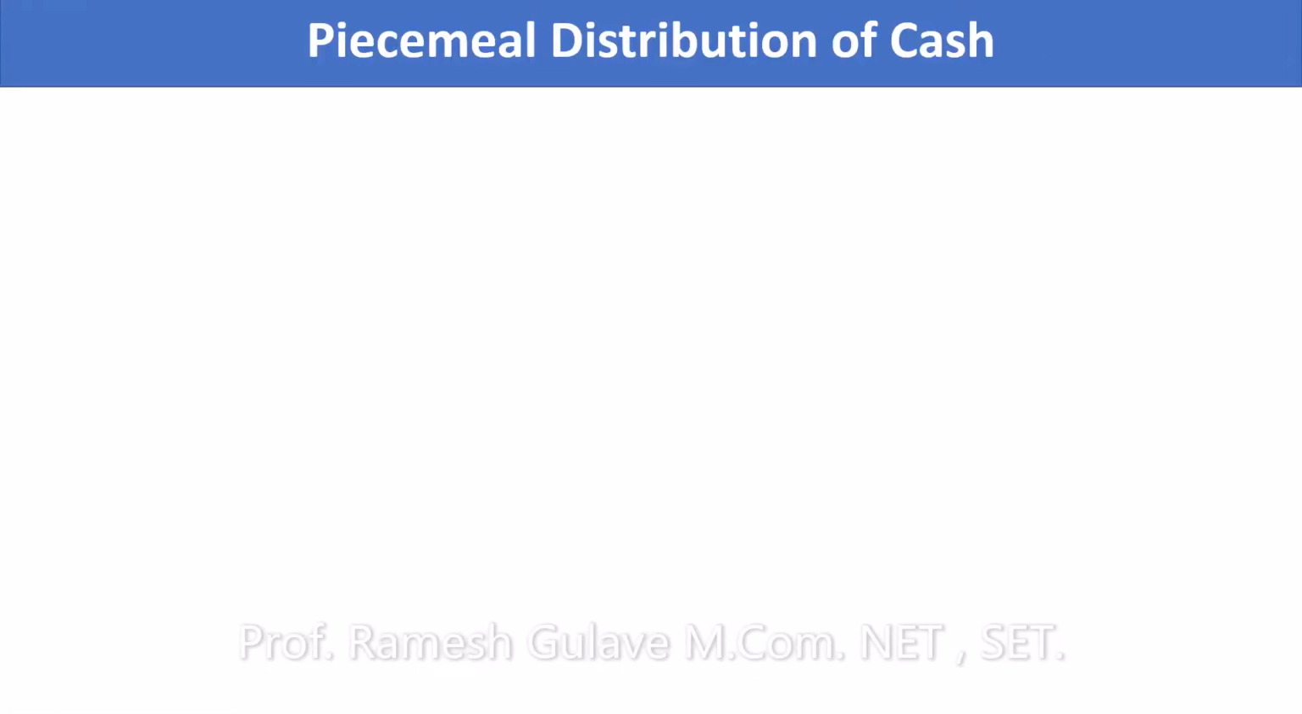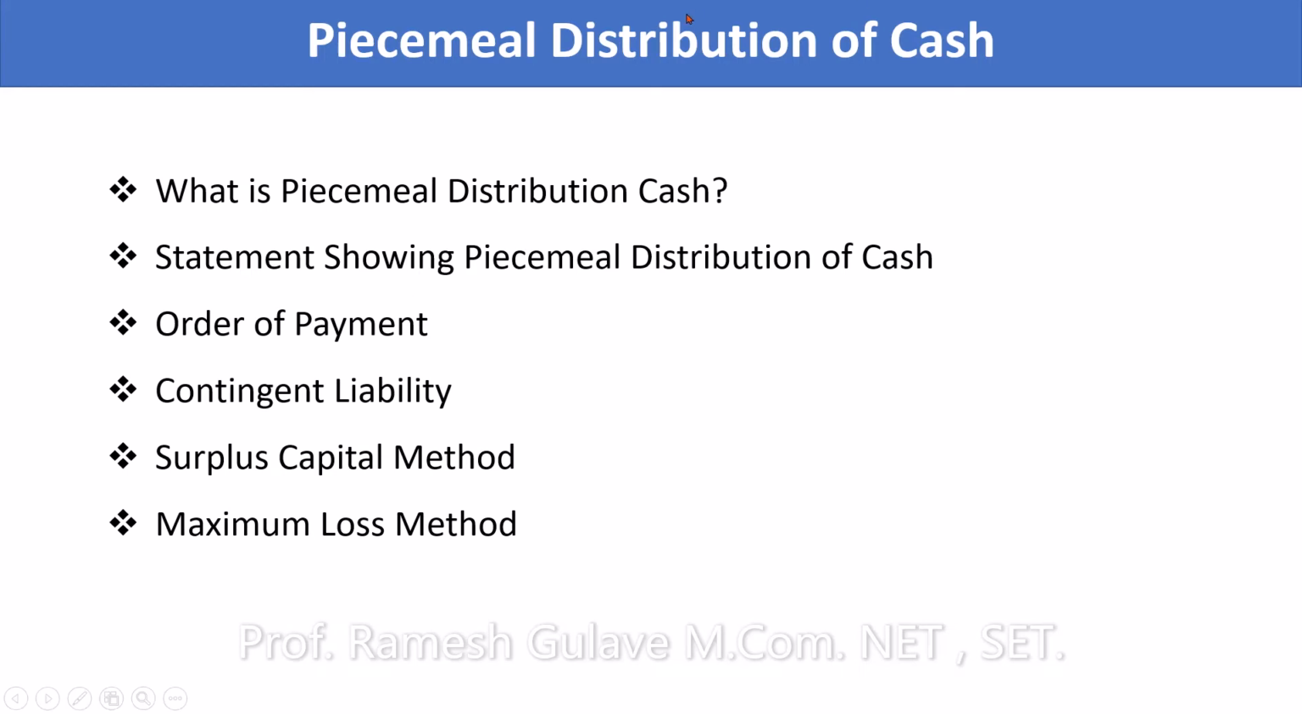Hello friends, the topic for today's discussion is piecemeal distribution of cash. In this topic, we are going to understand the following concepts. What is piecemeal distribution of cash? How to prepare a statement showing piecemeal distribution of cash? In which order do we need to make payment when we distribute the cash to various liabilities?